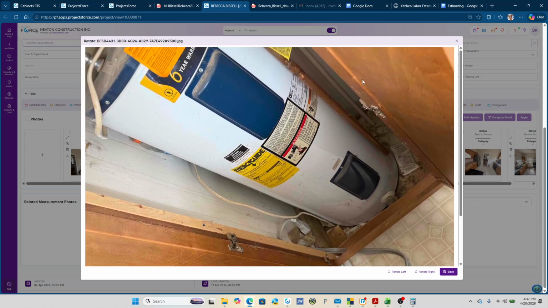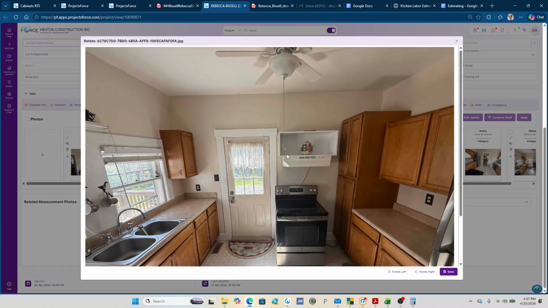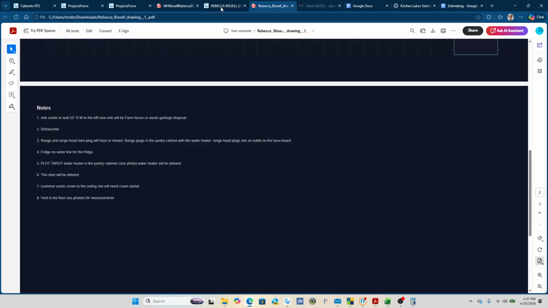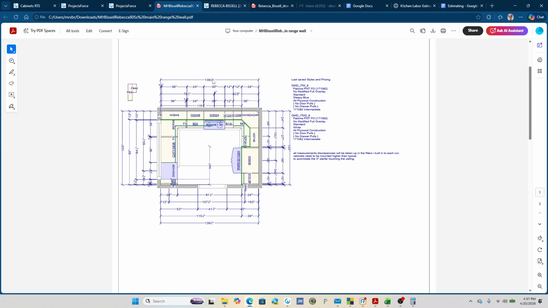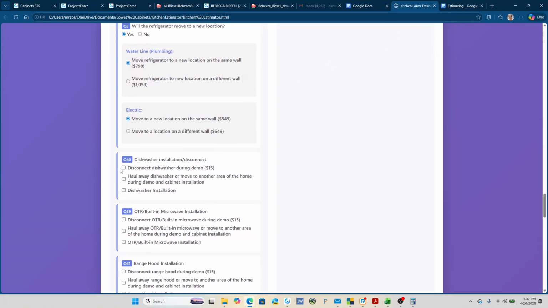This water heater is in the cabinet. They're going to move that, I believe. I got to check with the notes. I do see there is a dishwasher next to the sink. So we go back to our job, and we see the dishwasher is still next to the sink. So we're not moving that dishwasher, but we are going to disconnect it. We're going to haul it away. We're going to install it.